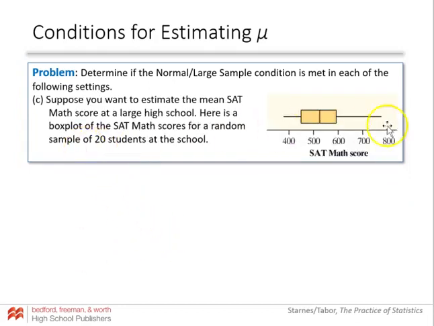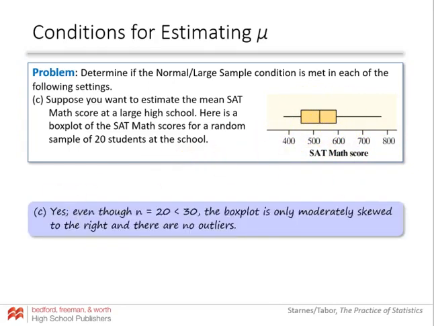Again, 20 students, so we need to look at some sort of graph. This time it's a box plot. Yes, this side is a little bit longer than that side, but it's not significant enough, especially when we look at our box, which is pretty symmetric. So this is not significant enough to say that the condition is not met, okay? It has to be something that is super obvious.